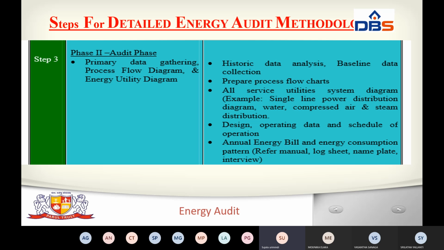After the pre-audit comes the audit phase. Under the audit phase, with the plan they have taken, they do primary data gathering, process flow diagram and energy utilities. Under that they take historic data analysis and prepare process flow charts, and they take the single line diagram, the design and operating data, schedule of operation, and annual energy bill and energy consumption pattern in the detailed energy audit methodology.